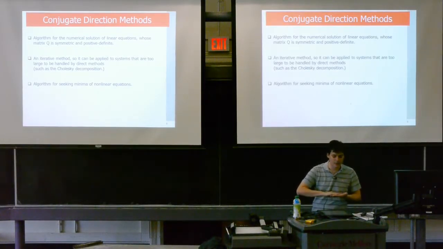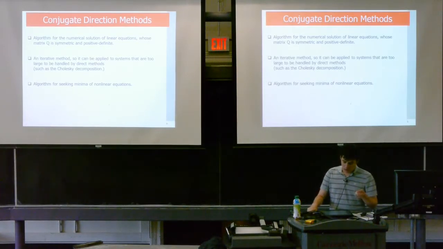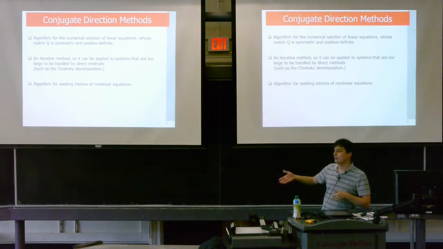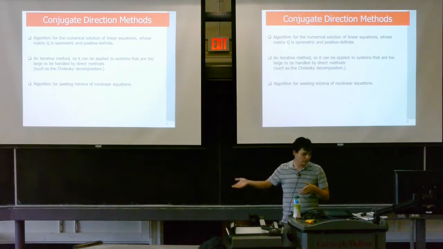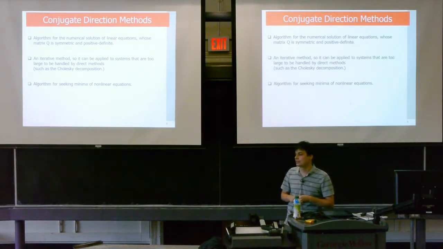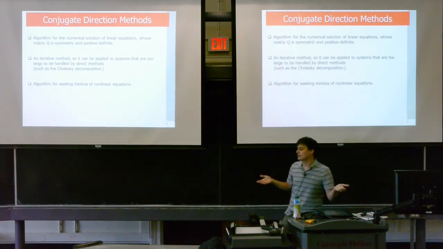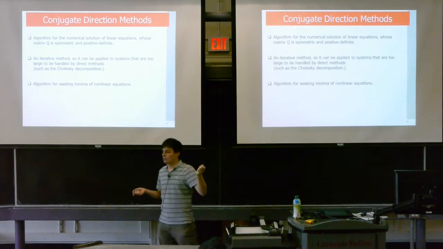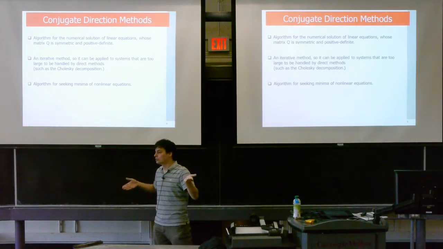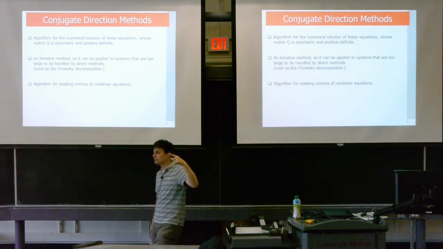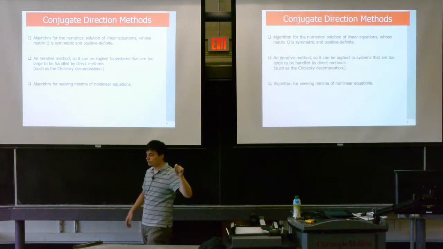General conjugate direction methods are algorithms to solve linear equations where the matrix of that linear equation is a positive definite matrix. It's an iterative method because it has n steps. For large systems, it might be more preferable than calculating the inverse of the matrix or doing some Cholesky factorization and so on. We will see that these methods can also be used for finding a minimum of nonlinear functions. As you might guess, we first see that it can be used to find the minimum of a quadratic function. Then we will do the same trick that we did with Newton's method: we approximate the function at a point with a quadratic function, and we find the minimum of that quadratic function with this method.